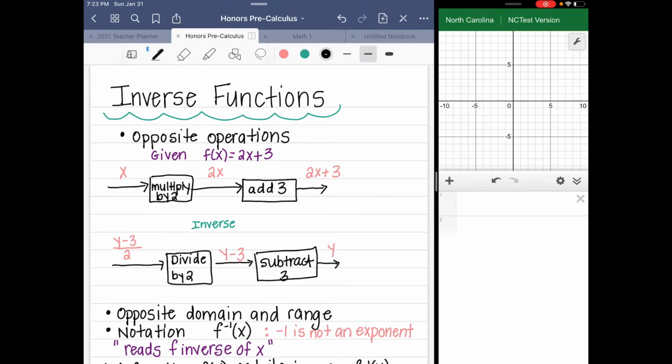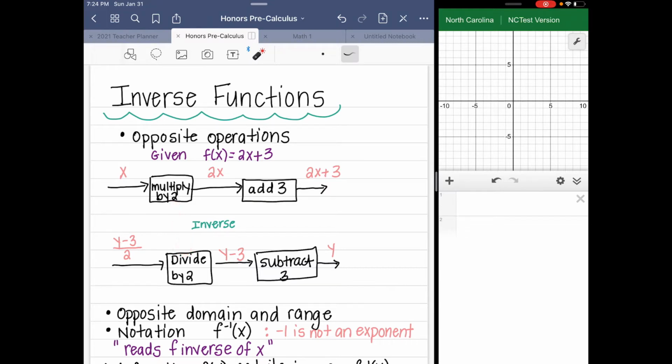And then, if you have multiplication, the inverse is division. And then if you have division, the inverse is multiplication. So that opposite operations is still going to be applied here when we start talking about inverse functions. So when we look at it, given just the standard linear function here, we say that x was multiplied by 2 to get 2x, and then we add 3 to get 2x plus 3.